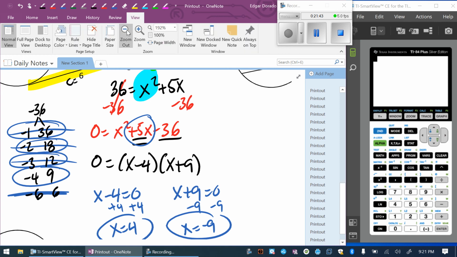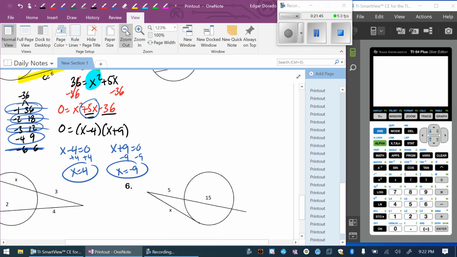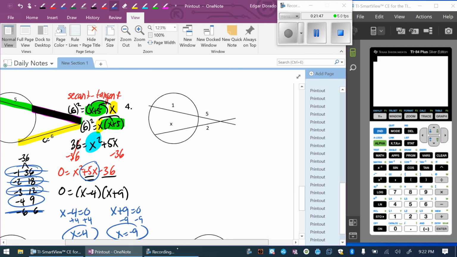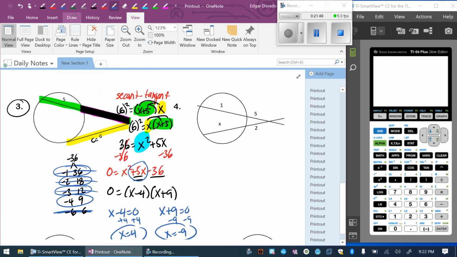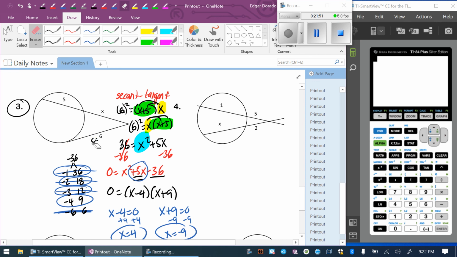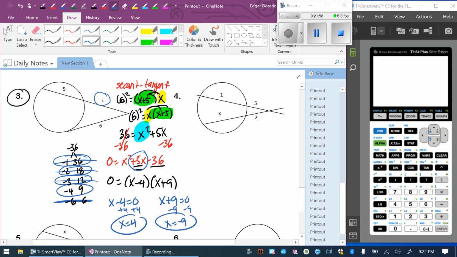Well, let me zoom out for just a second. So think about it, guys. Let's see what happens here. Let me do some erasing so you can see it a little clearer. The question is, can we find the value for x? Well, I just found two values for x. One of them was 4. The other one was negative 9.